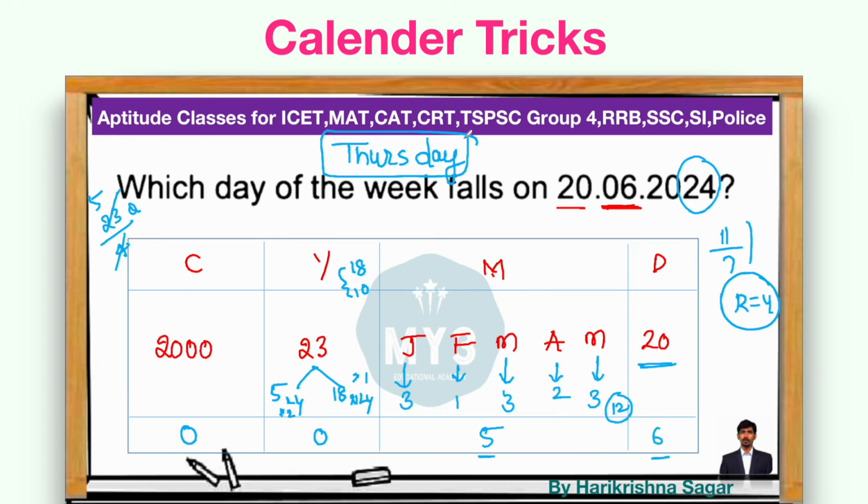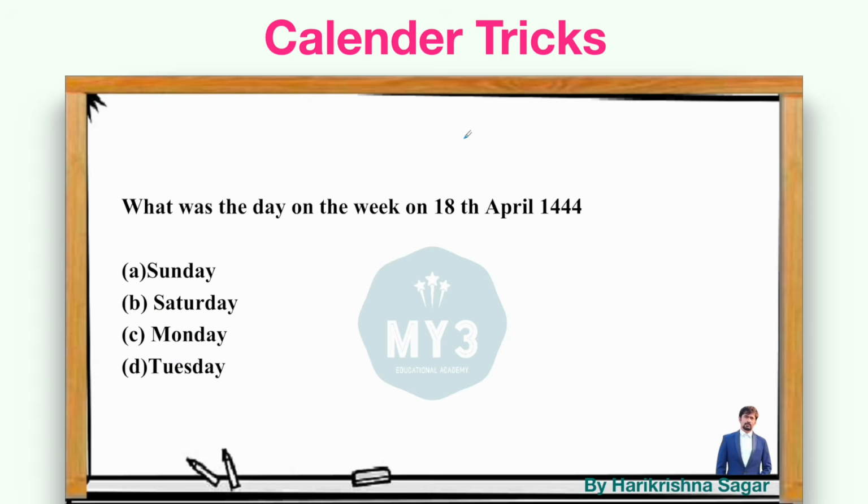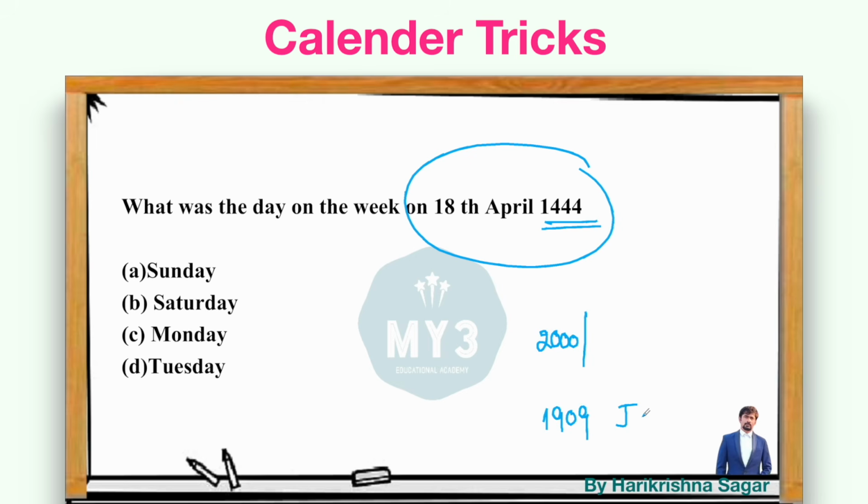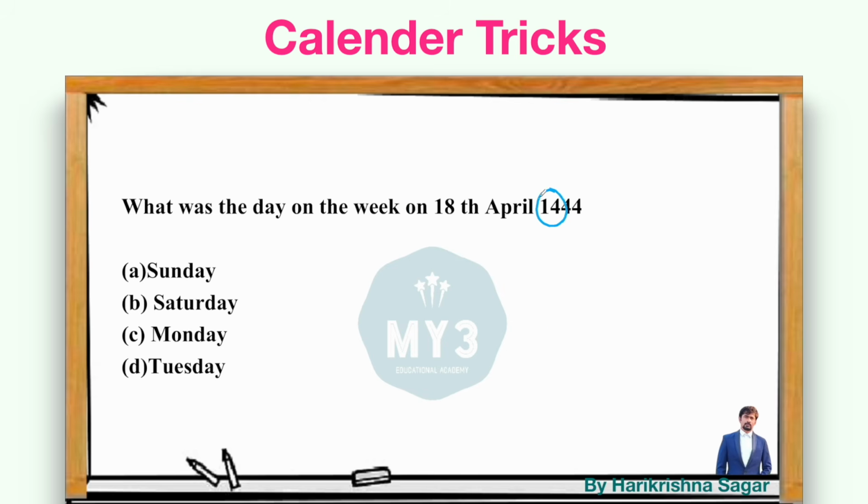So like this, we have to solve this type of question. And sometimes you are going to get, instead of 2000, some other particular year with a different century. So at that time, how to deal with this is, for example, 2000 is okay, but what about 1909, January 4th, what day is it, something like this. If you have such a question, what you need to do is look at the century. Here it is the 14th century.